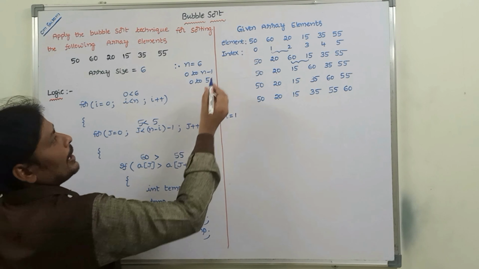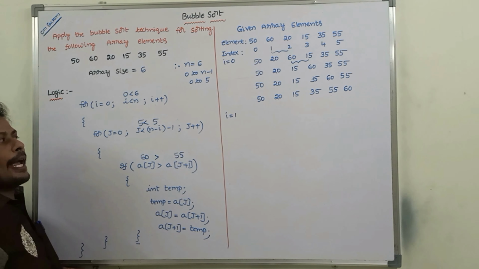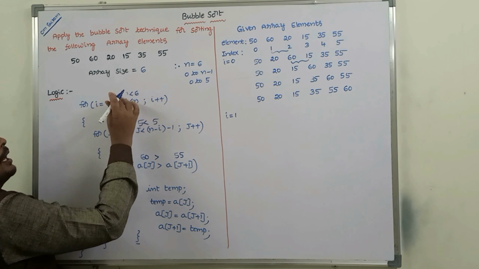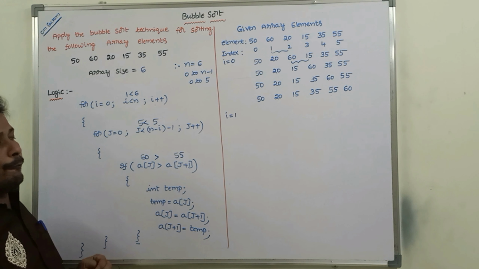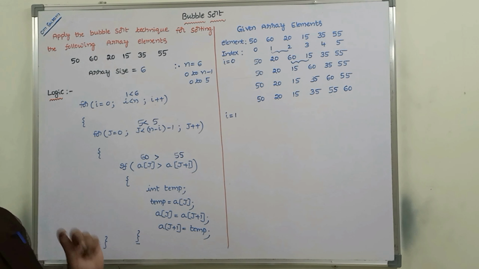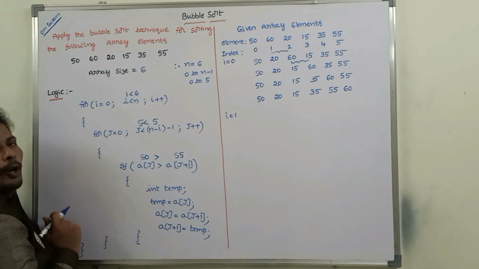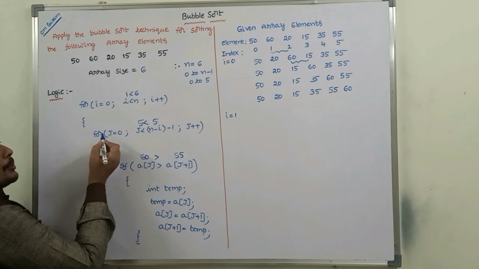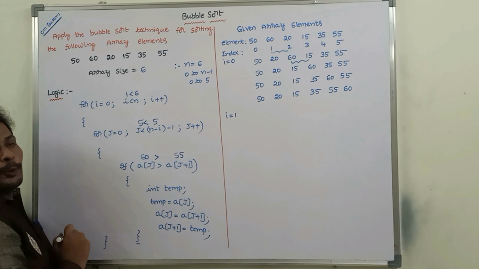Okay. So here this is i value 0 here. Now i value 1. So after incrementing the i value, now i value becomes 1. 1 less than 6. Condition true. If the condition is true, then the control goes to the body of the outer for loop. So in the body of the for loop, another for loop is there.